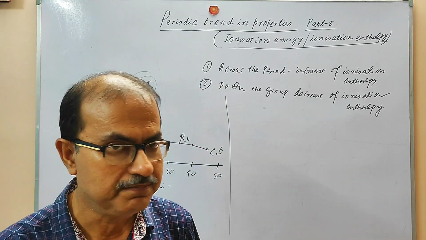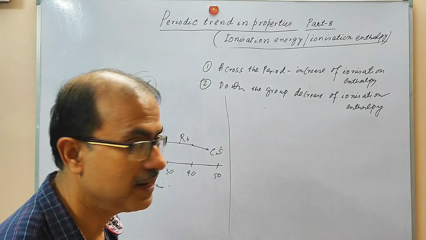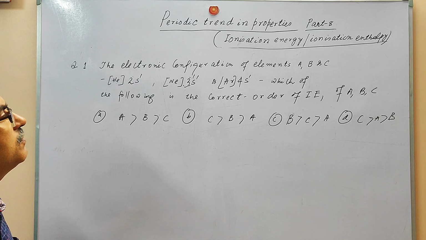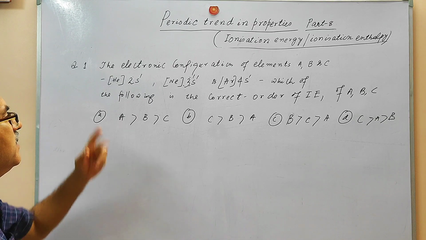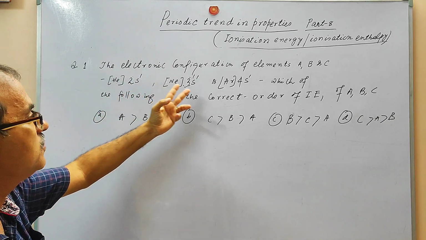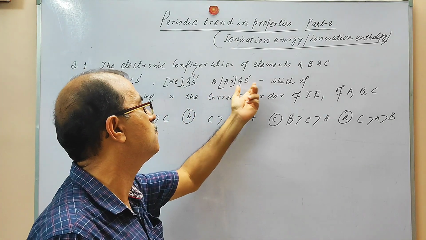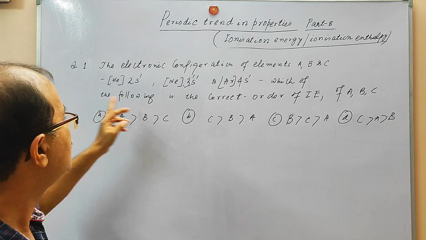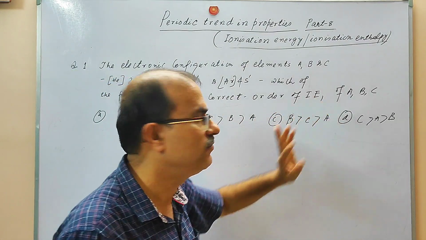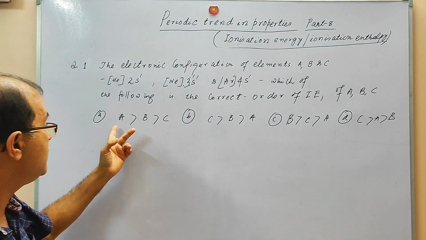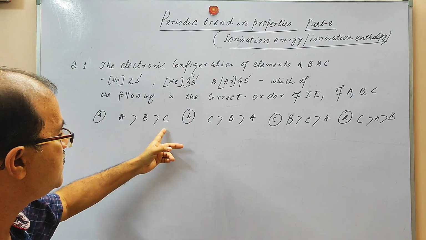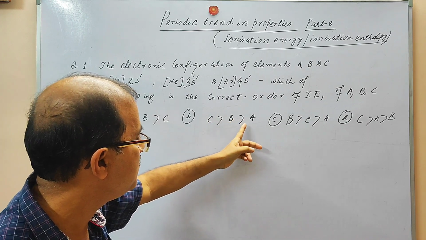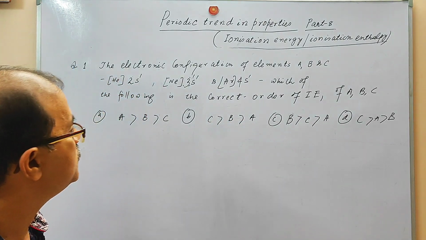Now we will do some exercises to understand the concept more clearly. This is the first question. The electronic configurations of the elements A, B and C are given as helium core 2s1, neon core 3s1 and argon core 4s1. We can represent the electronic configuration this way. Which of the following is the correct order of first ionization enthalpy? The first choice is A is greater than B, B is greater than C. The second choice is C is greater than B, and B is greater than A, and so on. You have to see.